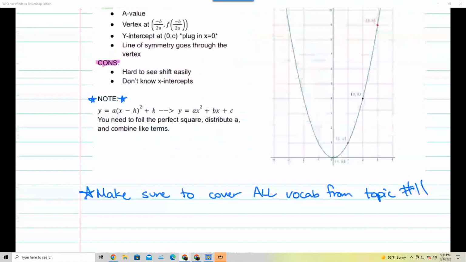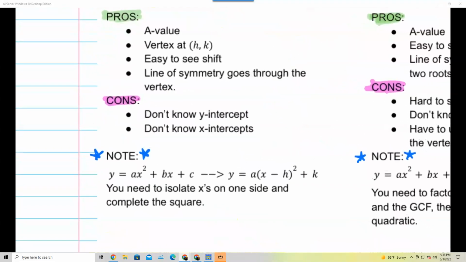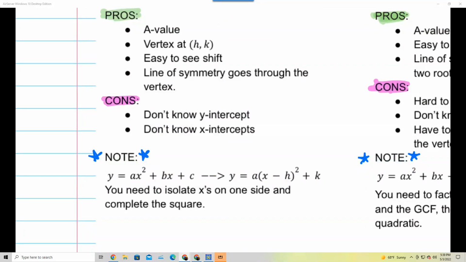So now you know what I mean by all of this stuff right here. Notice that we covered pretty much all the pros. I used the A value. I talked about the vertex. I know the way it's shifting, and I talked about my line of symmetry.